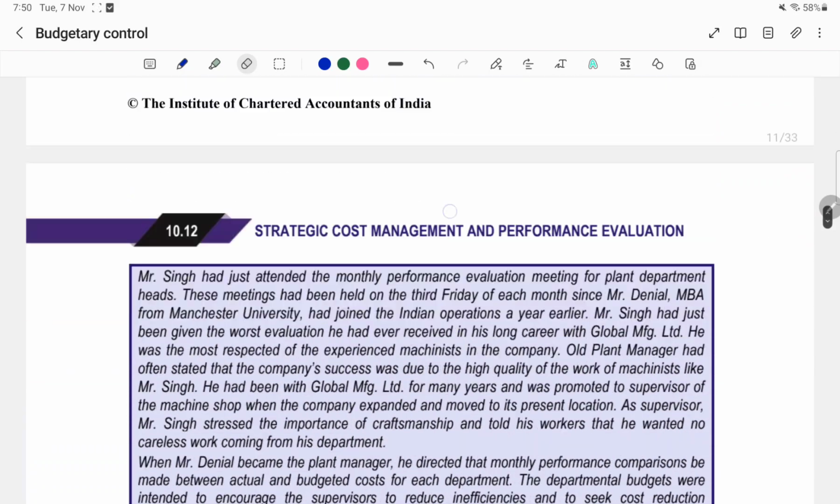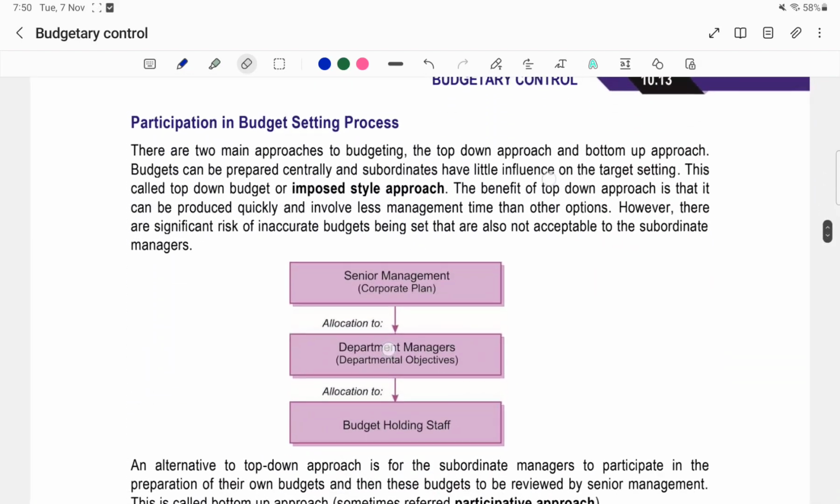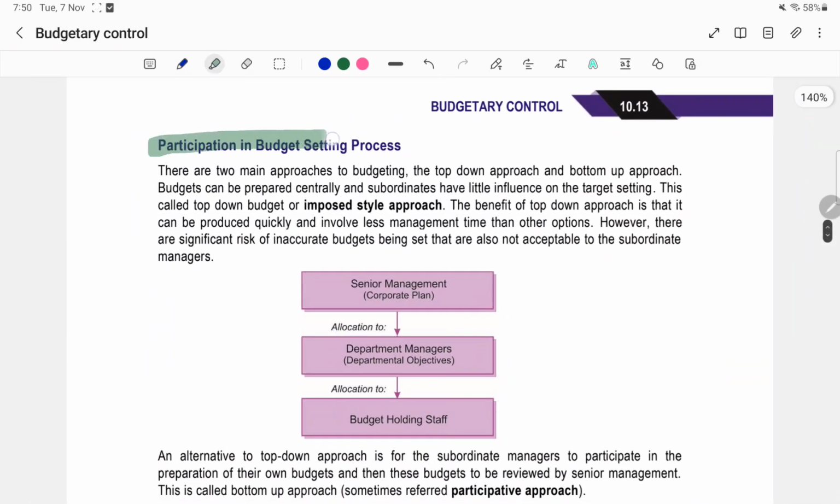Now if we come to the next topic, the next topic is participation in budget setting process. So what is the participation in budget setting process? There are two types of budget approach. See, here also it is given. There are two main approaches to budgeting. Now what are the two approaches? One is the top down and another is the bottom up.